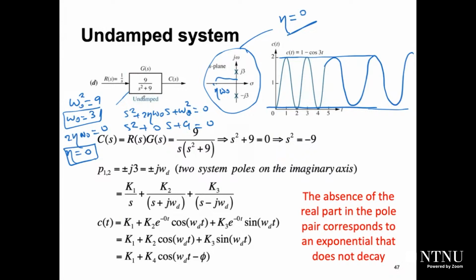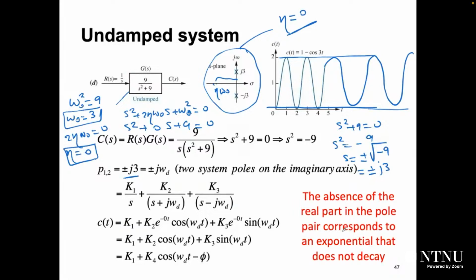If you want to solve this one, it will be s squared plus 9 equals 0. So s squared equals minus 9. So s equals plus minus square root of minus 9. So it will be plus minus j multiplied by 3, right? So you will have one pole at j3 and one at minus j3. That part, in fact, we call omega d. Okay, so we will have this plus minus j3.